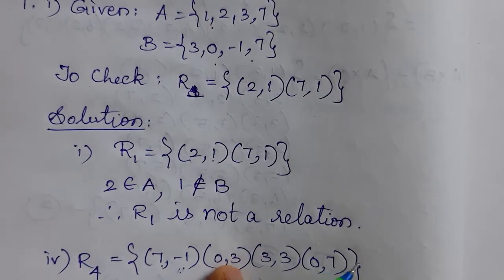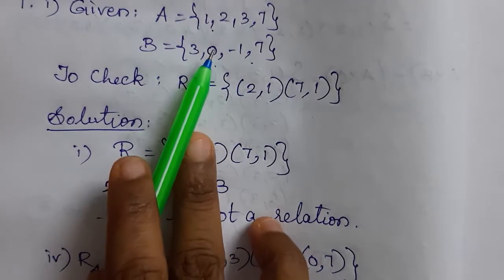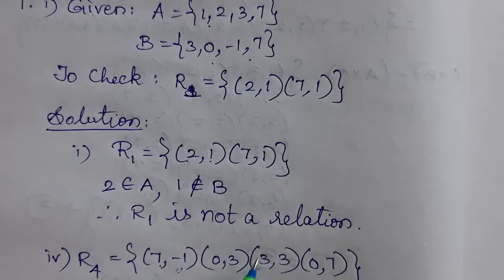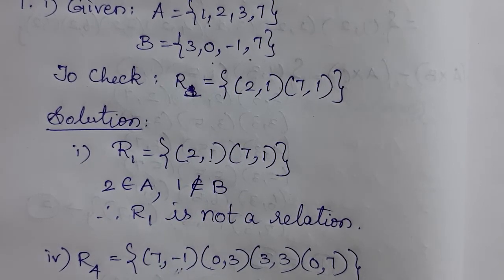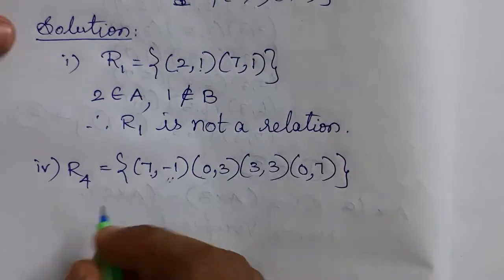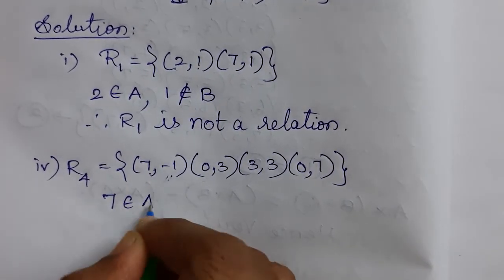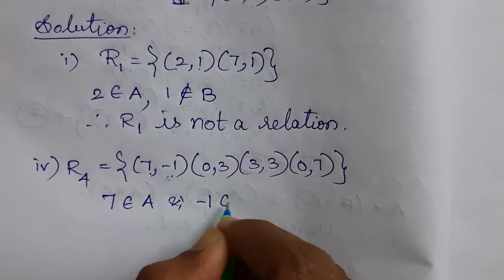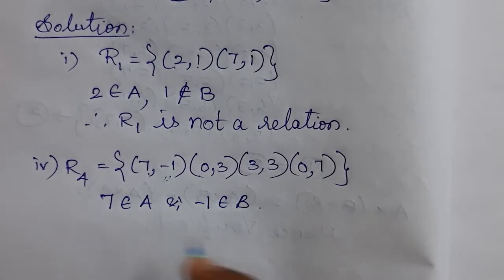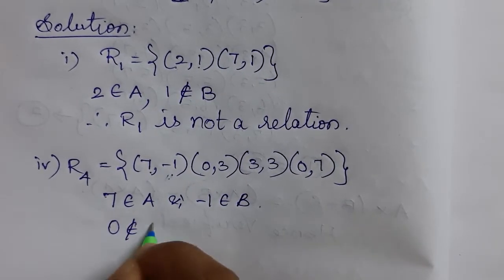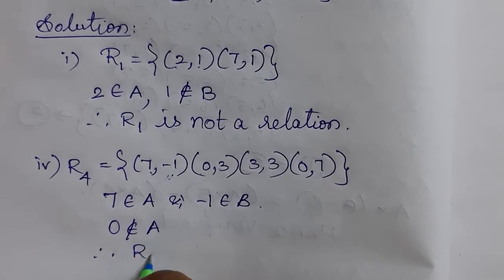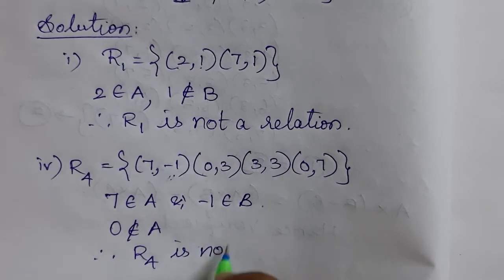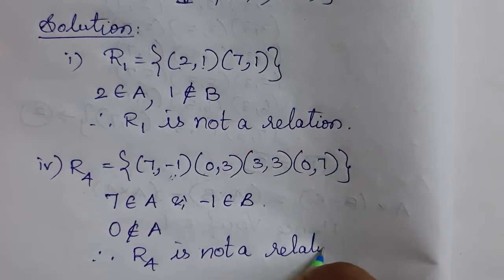Then (0, 3). Do you have 0 in set A? No. 3 in set B? Yes. But the first case itself is ruled out. That is, 0 does not belong to A. Therefore, this is not a relation. 7 belongs to A and minus 1 belongs to B. 0 does not belong to A. Therefore, R4 is not a relation.